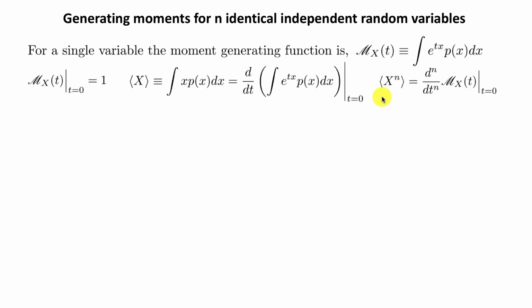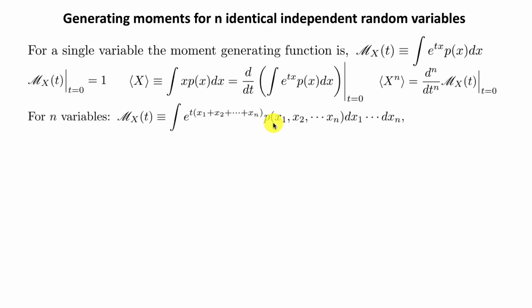Now, what if we have not one variable, but n variables? So, in that case, the probability distribution function would depend upon n random variables, x1 up till xn. And then, if you want the moment generating function, well, you multiply by e to the power t times (x1 plus x2 all the way up till xn). There's a single parameter t upon which this depends.